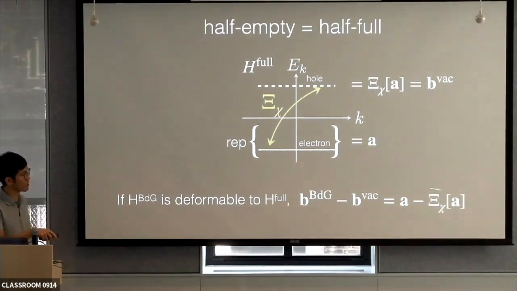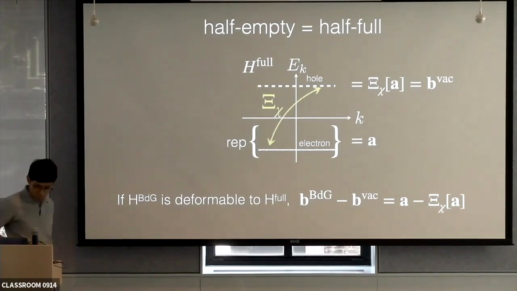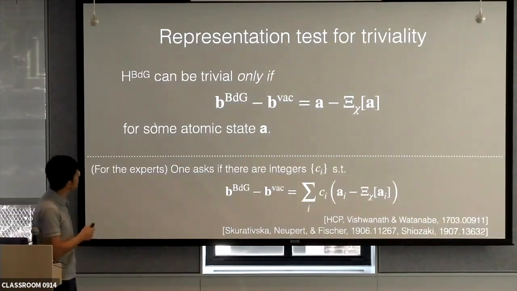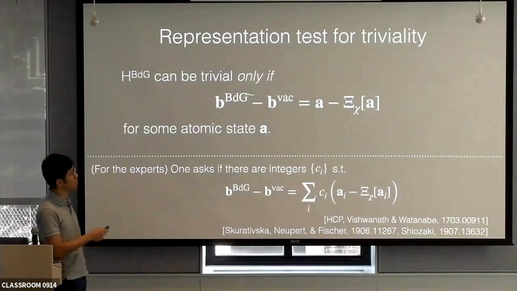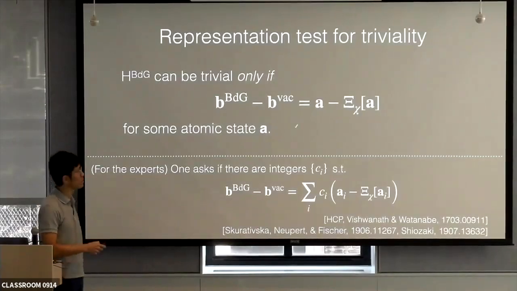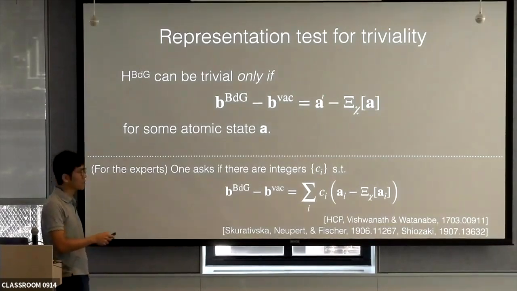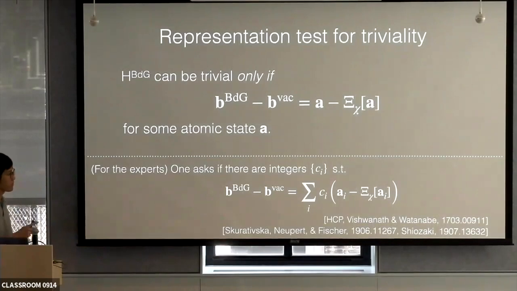So we're going to check this condition. Really, the statement is that the BDG Hamiltonian can be trivial only if the representations satisfy this equation: BDG minus the vacuum has to be some atomic state minus its particle-hole conjugate. So this is a necessary condition for your state to be possibly trivial.